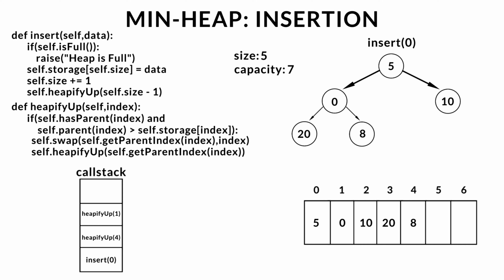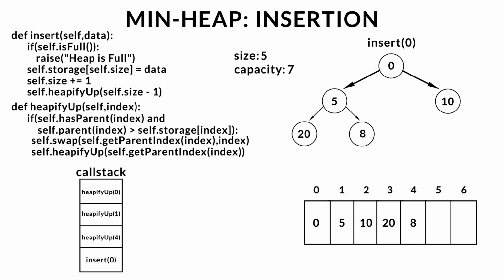Executing our HeapifyUp method once again. Does the node we're currently at have a parent? Yes, it does. And is the parent greater than the node we're currently at? Yes, it is. So we swap between the two indices. We then recursively call our HeapifyUp method once again, this time passing in 0. So we push this on top of the stack.